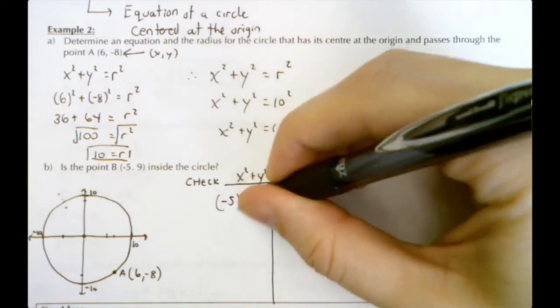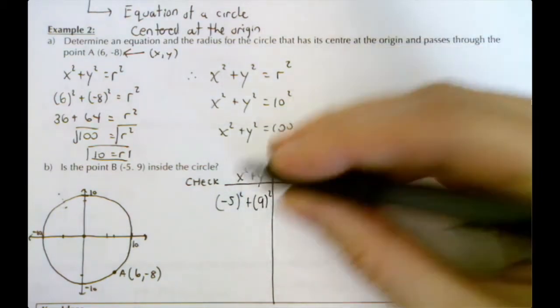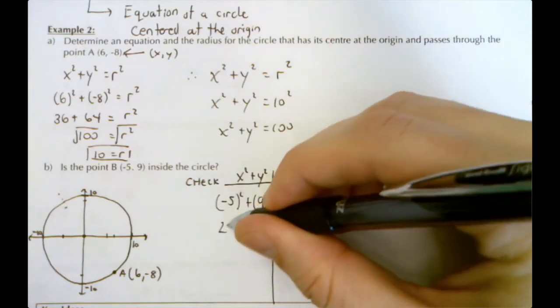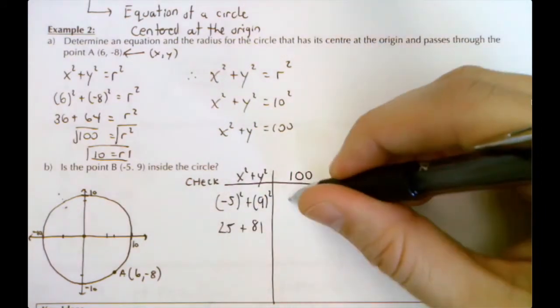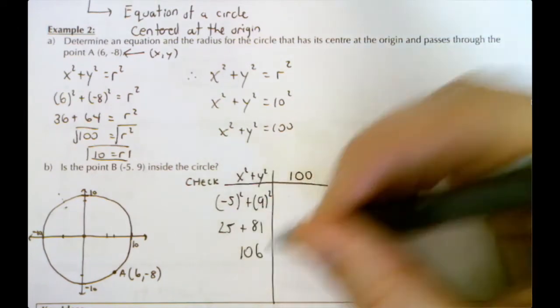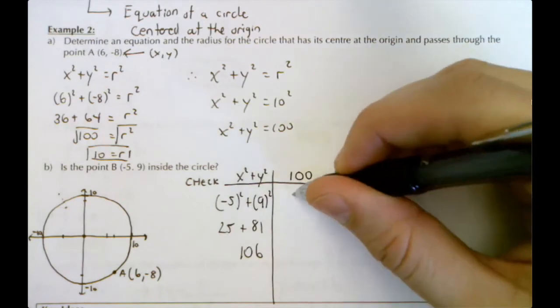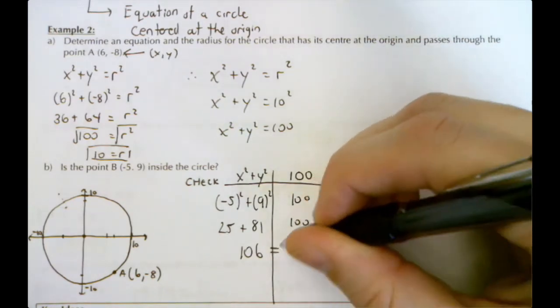Negative 5 for x and 9 for y. Negative 5 squared is 25. 9 squared is 81. And 25 plus 81 is 106. 106, and this side is 100 the whole way, those are not the same.